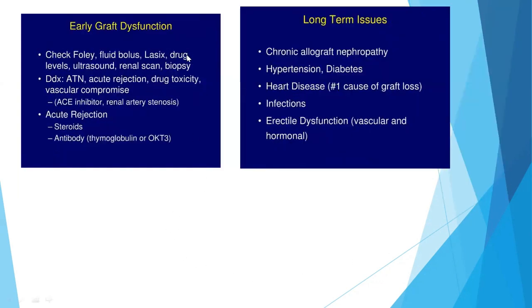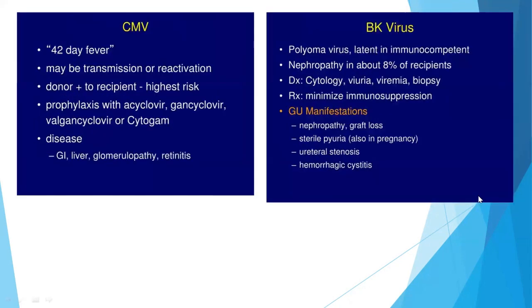There is something called early graft rejection. So we need to check the Foley's catheter, fluid bolus, Lasix, drug levels, and all. Whenever there is early graft rejection, we need to think of other differential diagnoses like acute tubular necrosis, acute rejection, drug toxicities. If there is acute rejection, we can go for treatment with steroids and antibodies like OKT3 antibodies. The long-term issues could be chronic allograft nephropathy, hypertension or diabetes, heart disease, infection, or erectile dysfunction.